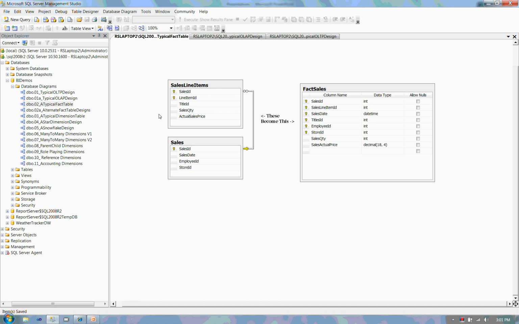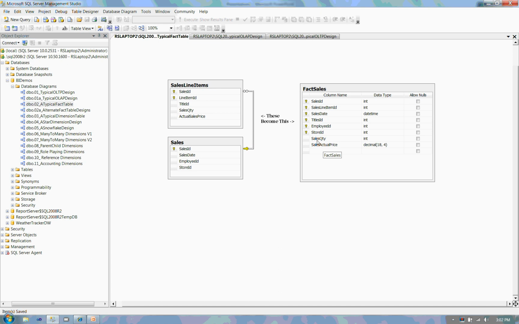So, that being the case, that would define the description of my measure. Now, the same thing is true of sales quantity. And since both of them have the same descriptors, that being the sales ID, line item ID, the date, the titles, the employee, and the store, they form the same description, which also means that they can be in the same fact table.